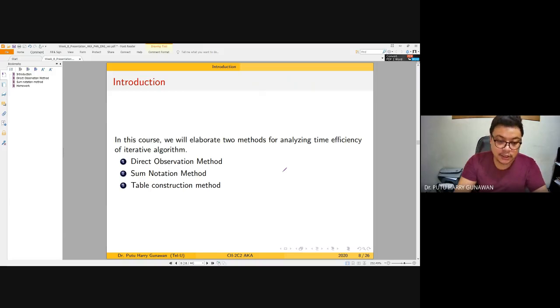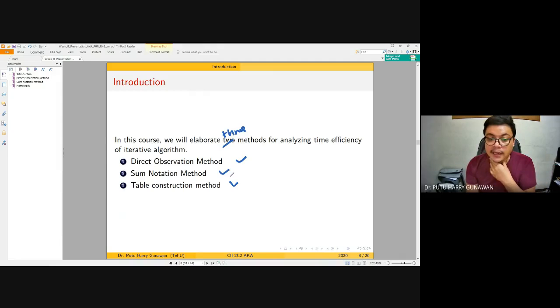In my lecture, I will actually introduce three methods. The first is called the direct observation method, the second is the sum notation method, and the third is the table construction method. In this week's video, we only talk about direct observation and the sum notation method. The rest will be next week: we talk about the sum notation a little bit more, and the table construction method.